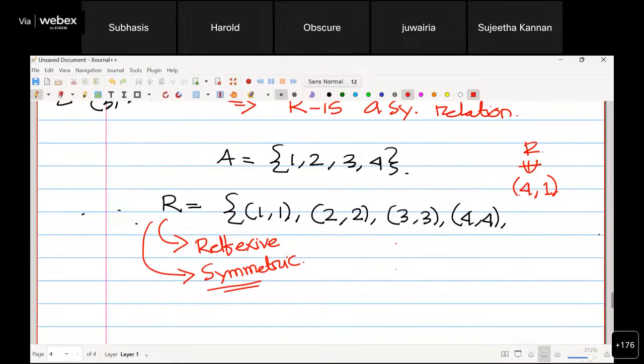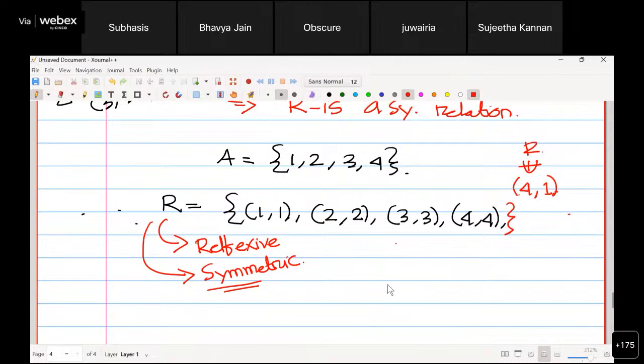But if I add these two elements, 1,4 and 2,3, then this relation R is not symmetric. If I remove these two elements, then this relation will become a symmetric relation. That is the difference.